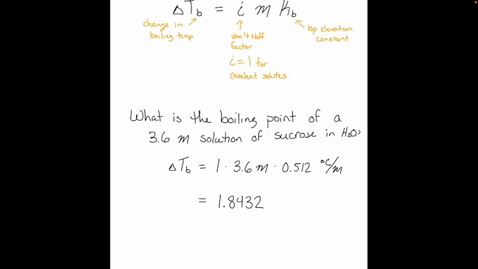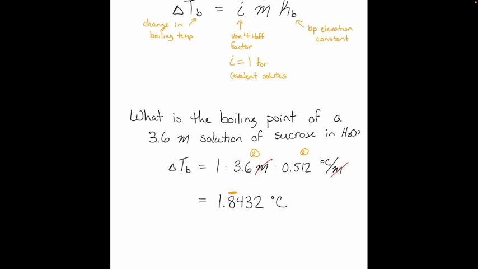What are my units? Degrees Celsius, right? My molal has canceled out. I'm left with degrees Celsius. And then how many sig figs? My molality only had 2. That constant had 3. So mark this at 2 sig figs. Okay? So does this mean that my sucrose solution boils at 1.8 degrees Celsius? 1.8 degrees Celsius is like the temperature right now at the North Pole or something like that, right? That's a ridiculously cold temperature.